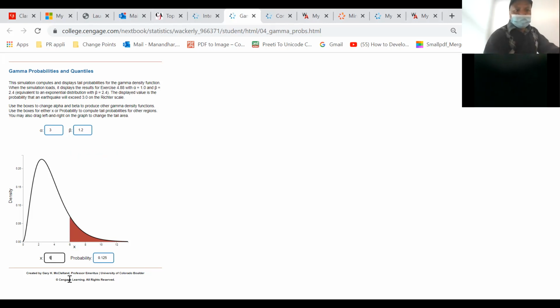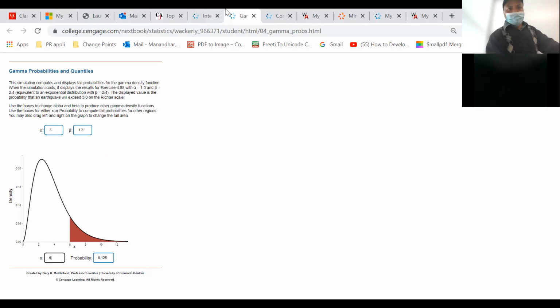Now, this probability equals, right? Now, equal to this one, right? So, yeah. Now this is for the gamma.